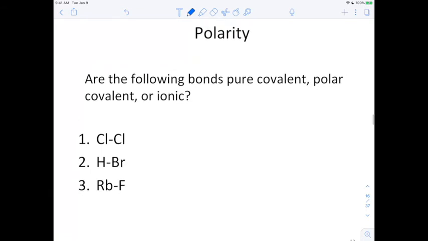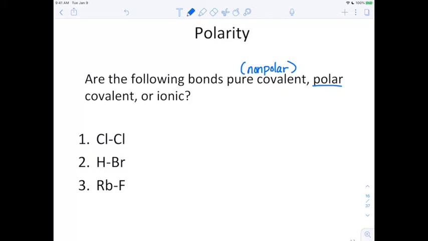All right, so let's take a look at how we would use that table. So here we're trying to figure out if it is pure covalent, polar covalent, or ionic. And let me just make a note here, pure covalent is often called nonpolar. And moving on through the class, we will start calling it nonpolar. Polar covalent is often just called polar. And then we have our ionics.